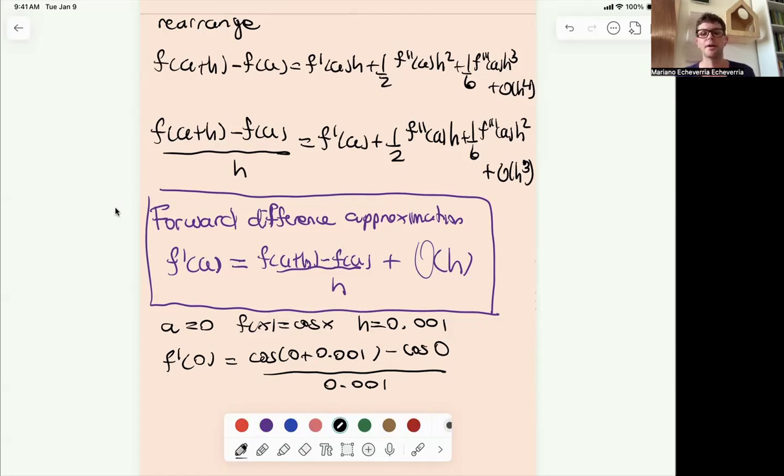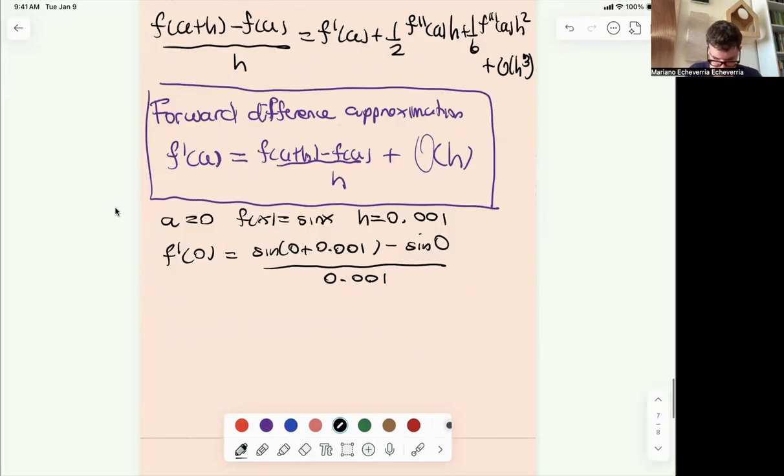rounds everything. But the important thing is, whatever this quantity is, the way it differs from the true value, which we know is the derivative of cosine. I should have used sine so that you get something that should be 1, not 0, just for fun. The derivative of sine is cosine, so this should be cosine of 0, which should be 1.